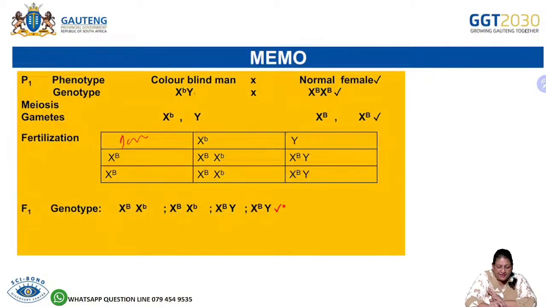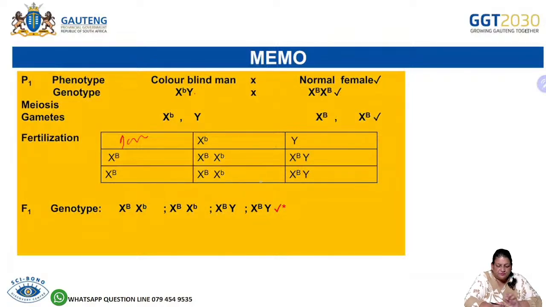So in this case, where you have a colorblind man and a homozygous normal female, all the children will be normal. But now you can see in this one here, this genotype, when you test the blood, this female is carrying the color-blind allele. But the male, when he donates his X chromosome to the daughters, they will never be colorblind because the X chromosome from the father is normal.